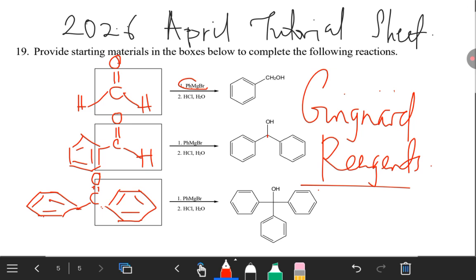This was the 2026 tutorial sheet, April, question 29. Chemistry 2105.